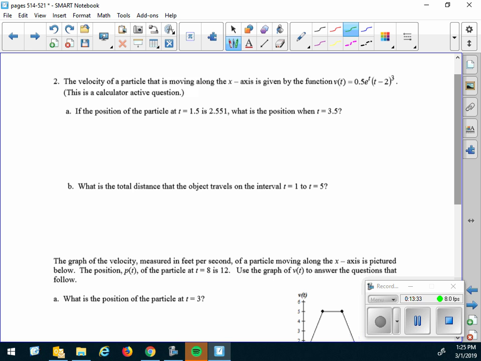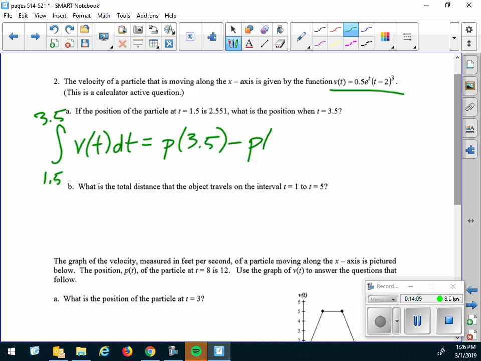So number 2, the velocity of a particle that's moving along the x-axis is given by this function. The position of the particle at t equal 1.5 is 2.551. What is the position when t is 3.5? I'm given velocity. I want to know something about position. What do I have to do? I've got to integrate. From where to where? The integral of v of t dt equals p of 3.5 minus p of 1.5.